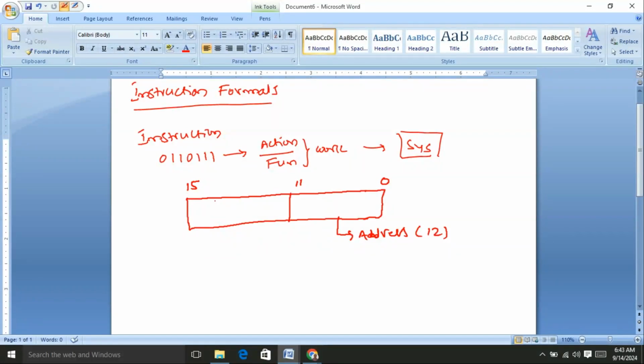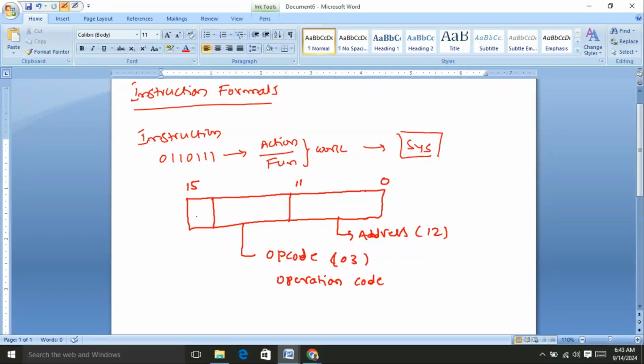After that, the remaining 3 bits, that means 12, 13, 14, represent the opcode, right? These are the 3 bits. Opcode means operation code, the full form. It represents what kind of operation or action is done by the system.